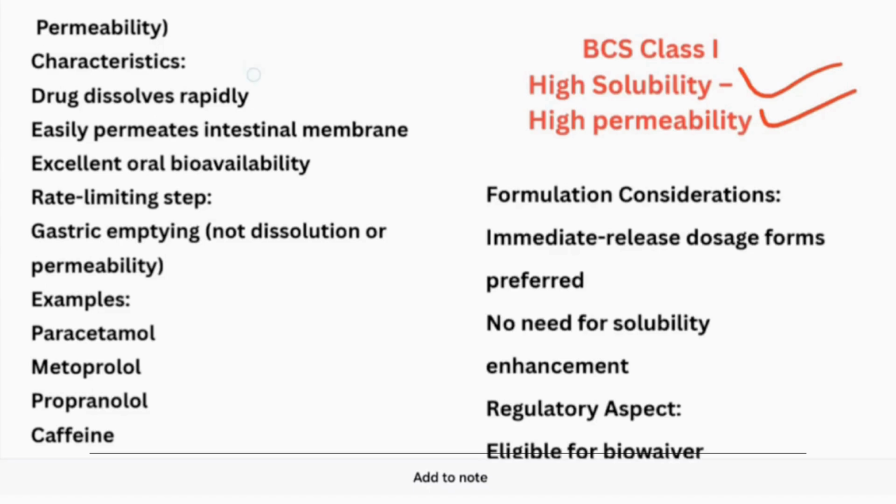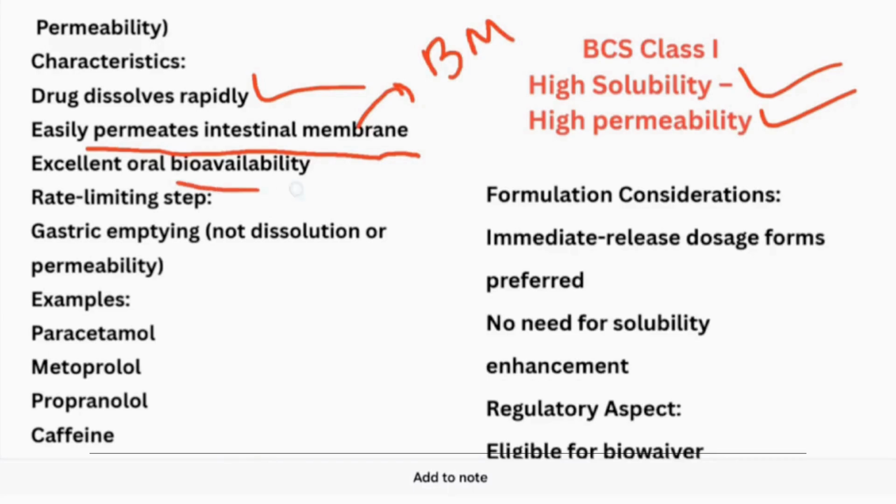Here the drug dissolves rapidly and easily permeates the intestinal membrane, which means it will cross biological membranes very easily. Then there is an excellent oral bioavailability. What is the rate limiting step in this class? Here, if there is no proper gastric emptying in the patient, then there will be some problem in the absorption of the drug. Especially the drugs which come under this class are paracetamol, metoprolol, propranolol and caffeine.